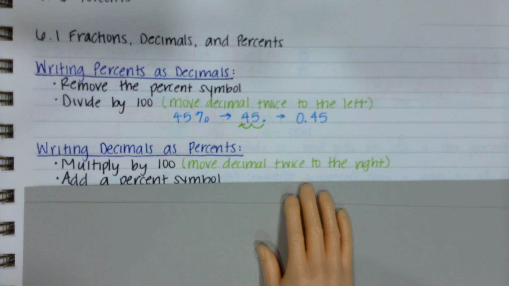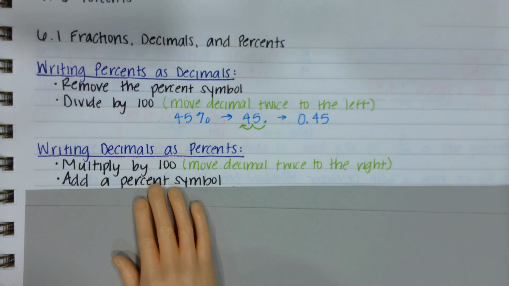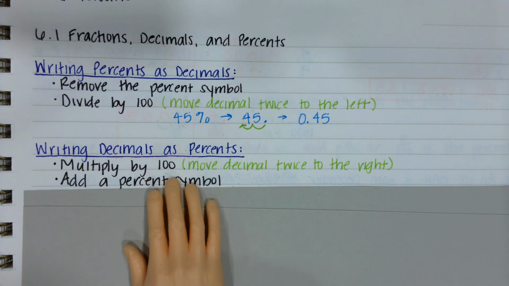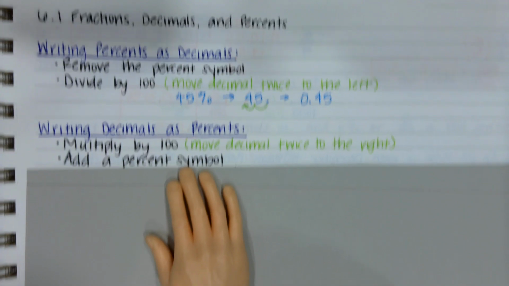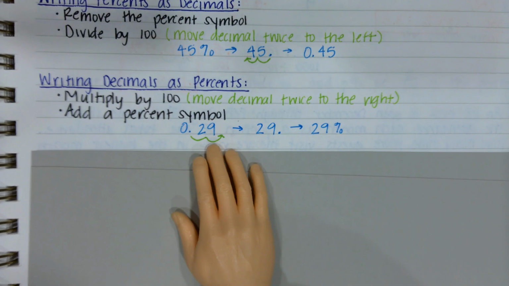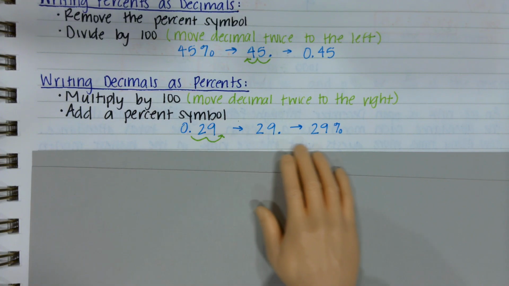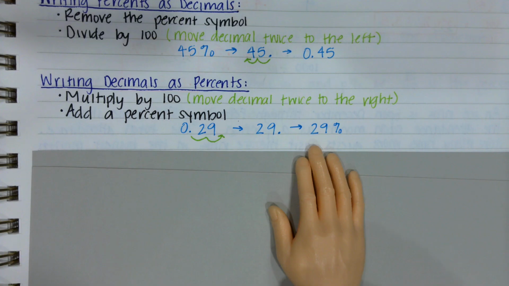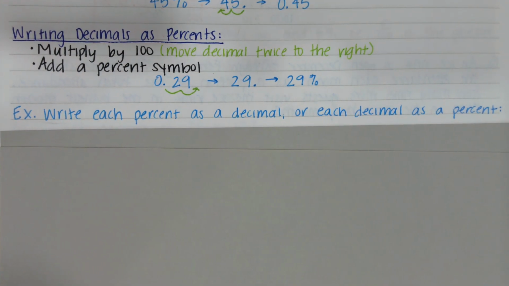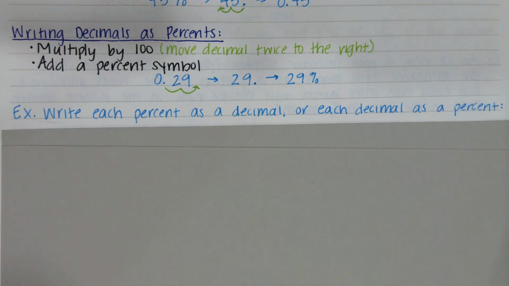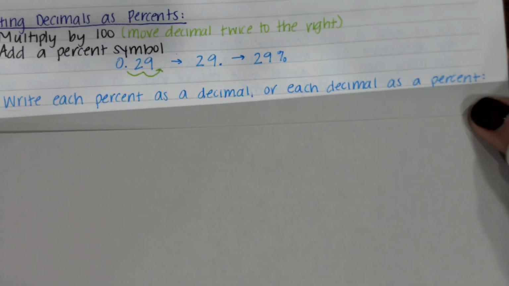Then if we are going to write decimals as percents, this is the opposite process. So we are going to multiply by 100, which means moving the decimal twice to the right, and then add a percent symbol. So for 0.29, move the decimal twice to the right to get 29, and then add a percent symbol for 29%. We are going to write each percent as a decimal, or each decimal as a percent. So starting from the way that it is given, we are going to write it in the other form.